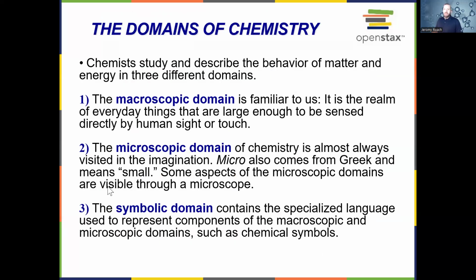So there are different domains in chemistry. There's the macroscopic domain, and other things that we can see. I think I mentioned boiling water earlier. The macroscopic domain is going to be like boiling water. We can see that water is boiling. We can feel that water is boiling, though you wouldn't want to do that, but you can see that very clearly.